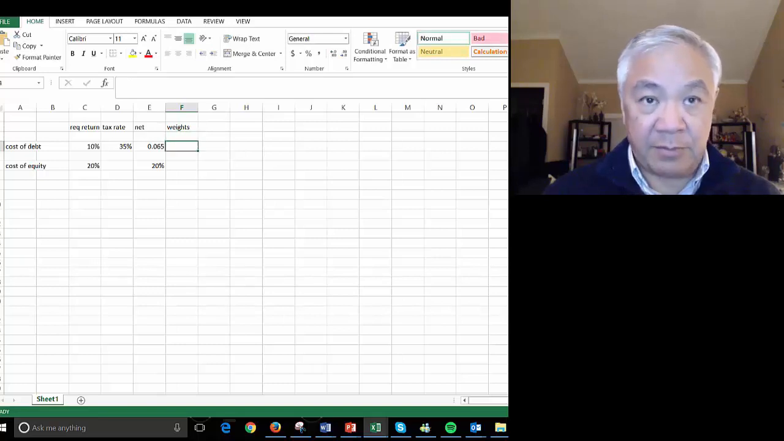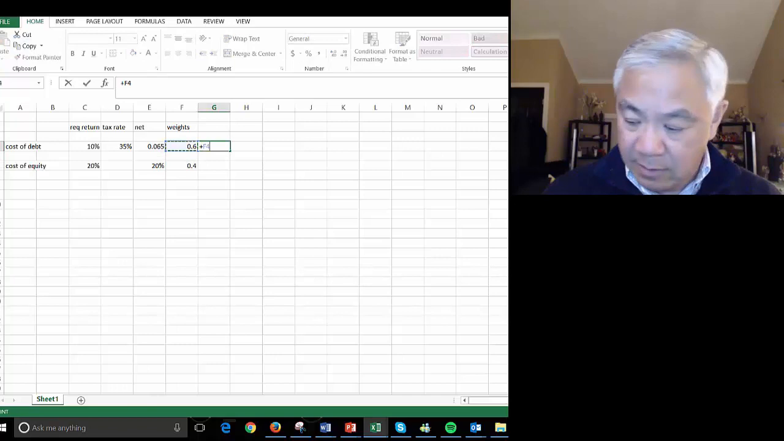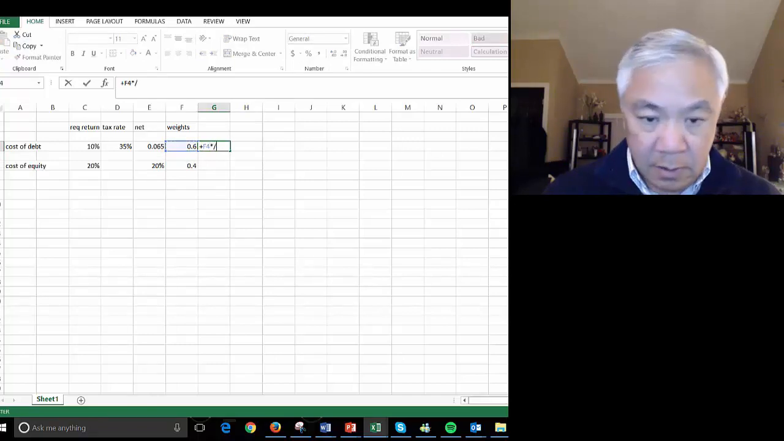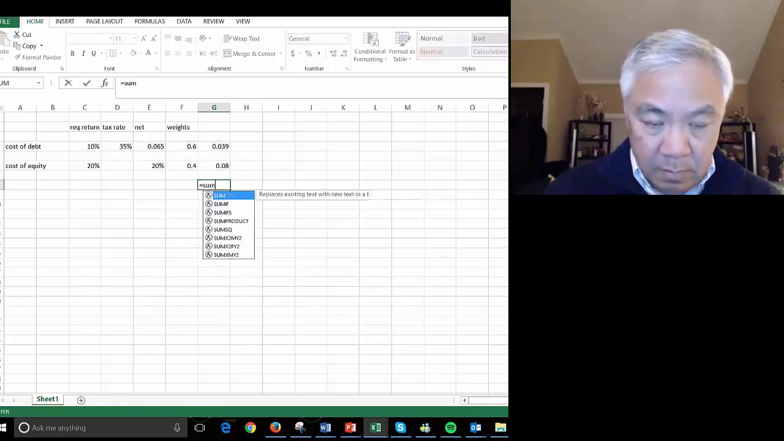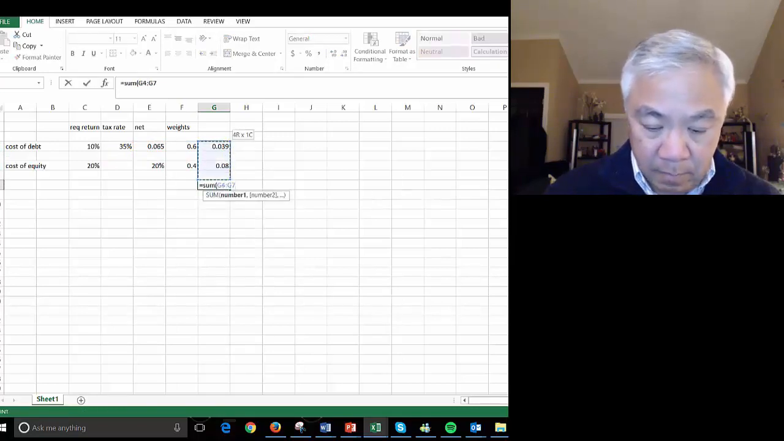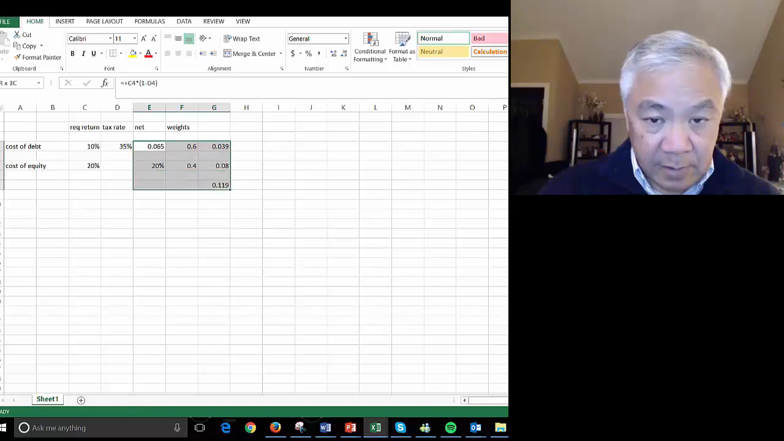And we knew this is 60%. 60% debt, 40% equity. And so the amounts, all right, and we will convert all these to percentages also.